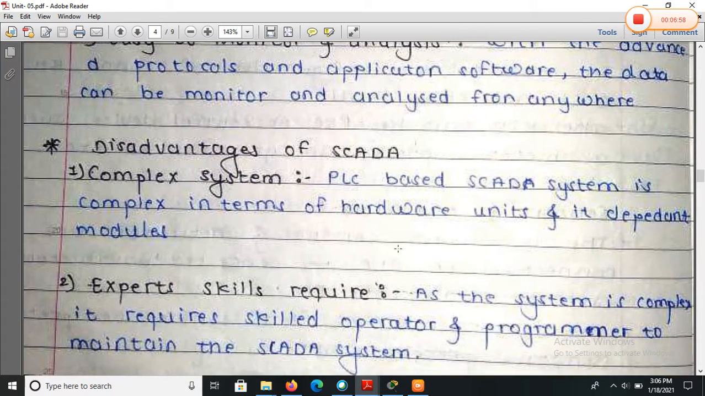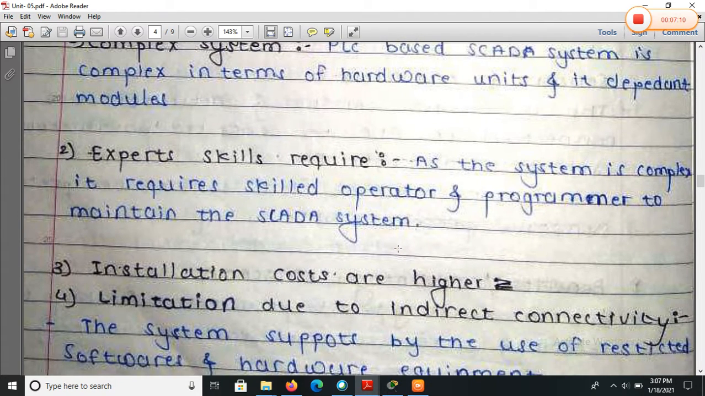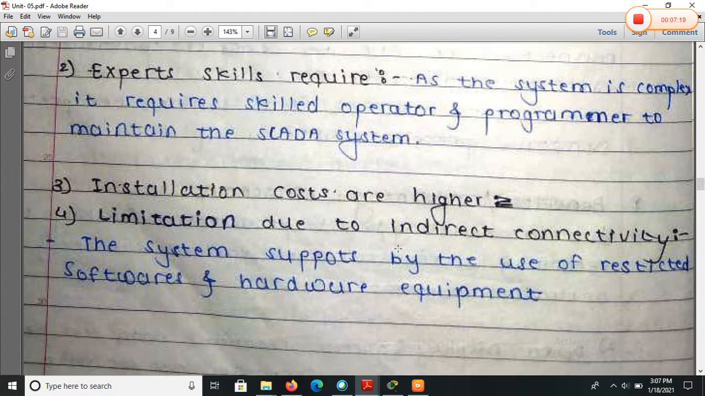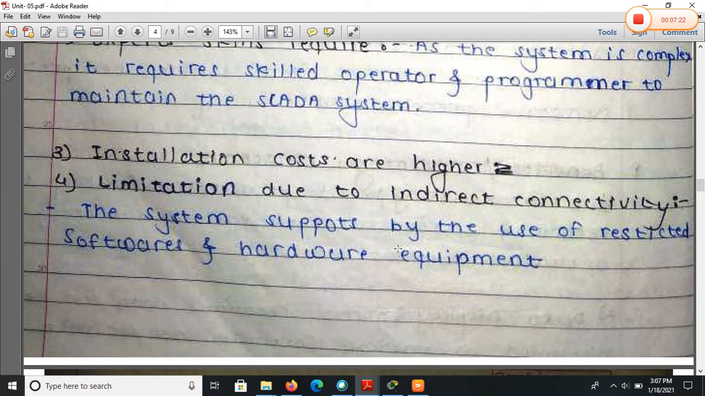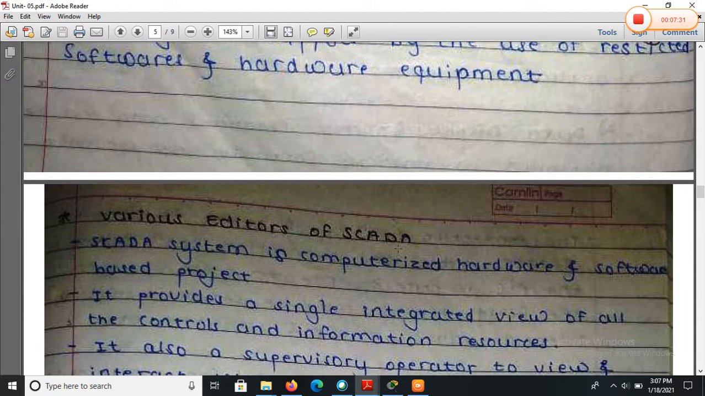Now, what are the disadvantages of SCADA? Complex system. A PLC based SCADA system is complex in terms of hardware units and its dependent modules. Expert skill required. As the system is complex, it requires a skilled operator and programmer to maintain the SCADA system. Installation cost is high. Limitations due to indirect connectivity. The system supports may use restricted software and hardware equipment. So next part we will see in the next lecture.